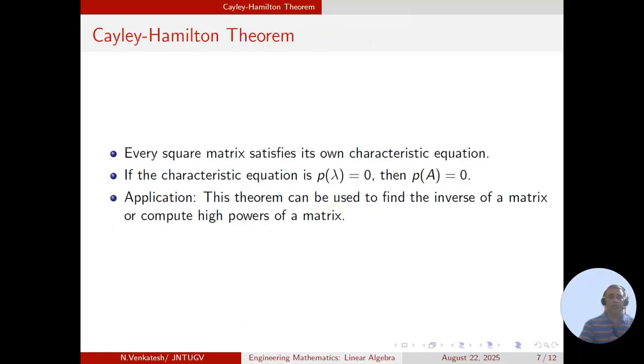And the next important theorem is the Cayley-Hamilton theorem. The theorem statement is: every square matrix satisfies its own characteristic equation. If you recall, the characteristic equation is determinant of A minus lambda I equated to 0, and you get some equation in lambda. That is the characteristic equation. Every square matrix also satisfies that characteristic equation. It is useful in finding the inverse and for computing higher powers of the given matrix, like A squared, A cubed, A power n.